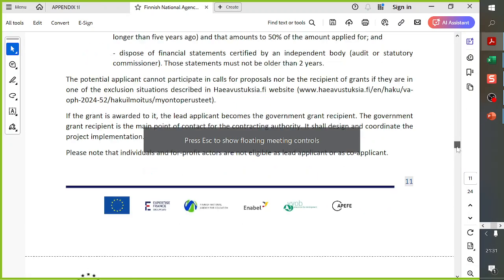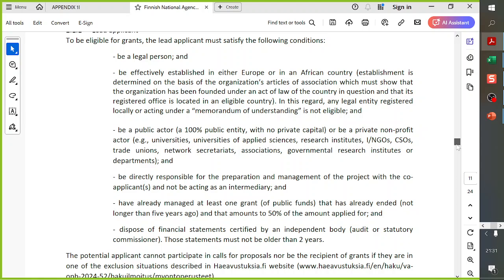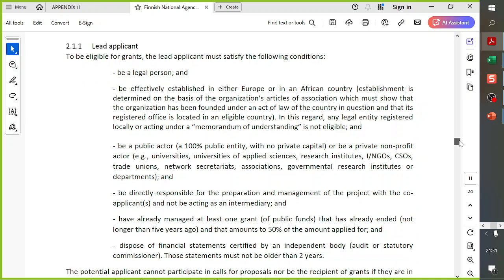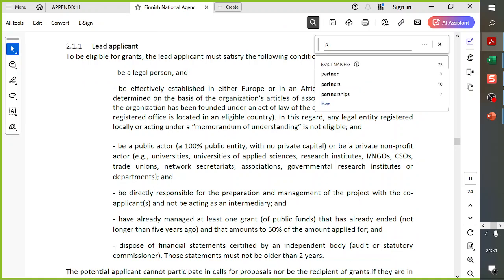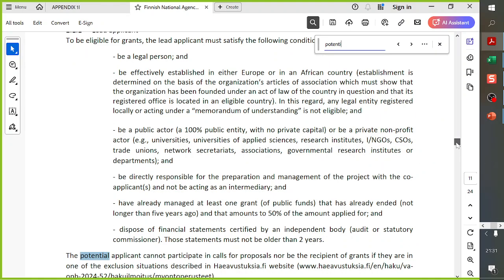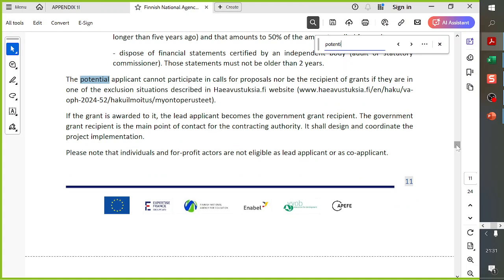I think there's a point I saw whereby the, okay, maybe you can read from the potential down here. Just down. Oh, this one. Okay. Just scroll down. Yeah, from here now. They're saying from here, the potential applicant cannot. Okay, let's wait. Yes, cannot.